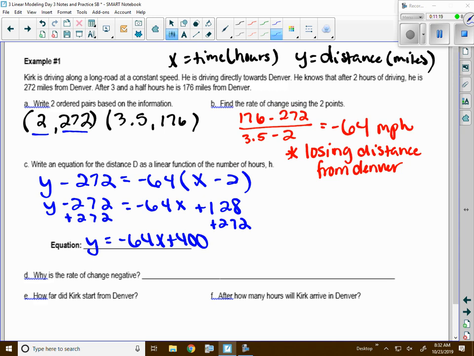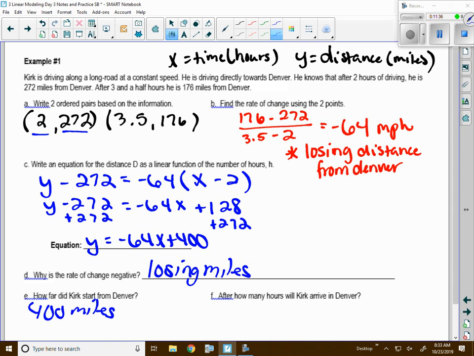Okay, why is rate of change negative? We already talked about that. He is losing miles as he drives. Okay, how far did Kirk start from Denver? 400 miles. We just discussed that as well.